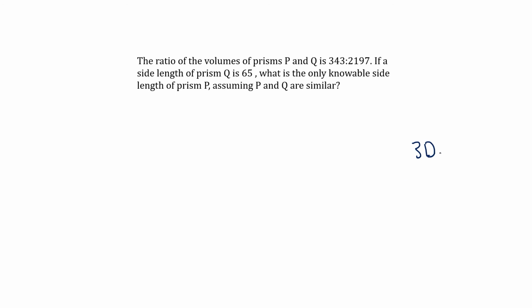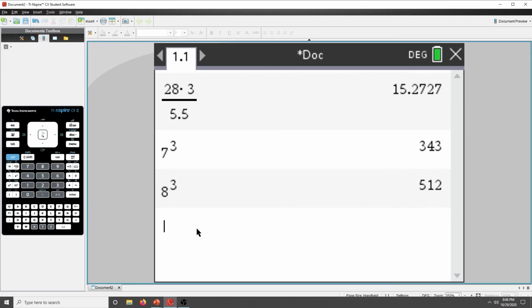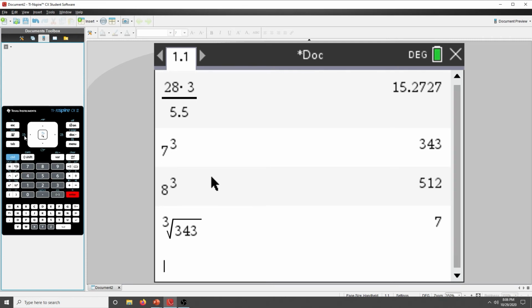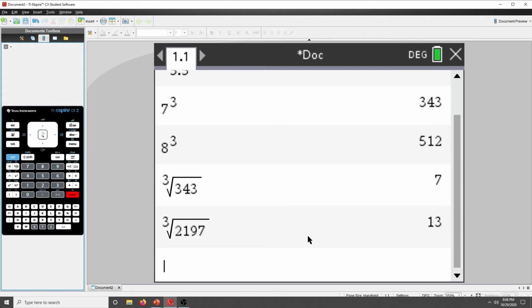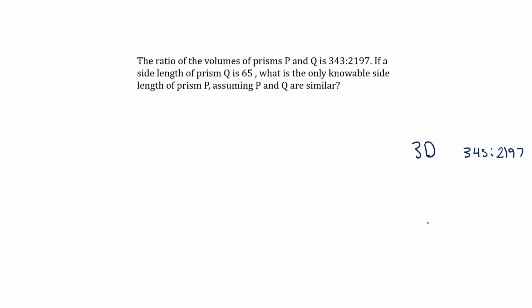So we need to get from our three-dimensional ratio, which is those big things, to our one-dimensional ratio. And we do that by cube rooting each of these things, just like we cube the one-dimensional one to get to here. So I think we just did this a little while ago. That's 7. Oops, not square root. Make sure you use the right one. Cube root of 343 is 7. And then cube root of, what was it, 2197? Can I remember? Yes, it is 13. So our one-dimensional ratio is 7 to 13.